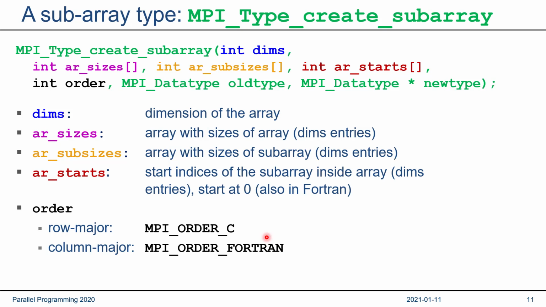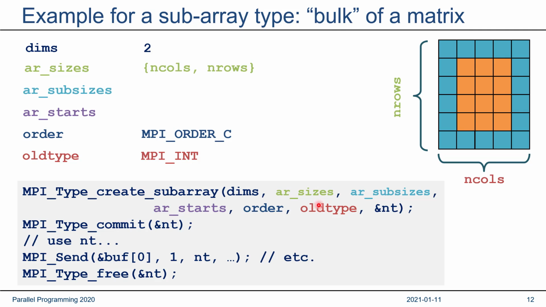As a convenience, we can also define whether the storage order is C order or Fortran order, or in other words, row major or column major. Now, to make this all a little bit less abstract, here's an example. This is a 2D structure, a matrix, and what you want to do here is define the bulk of the matrix. So the matrix except the outer boundary. Okay, so everything except the outer layer of elements.